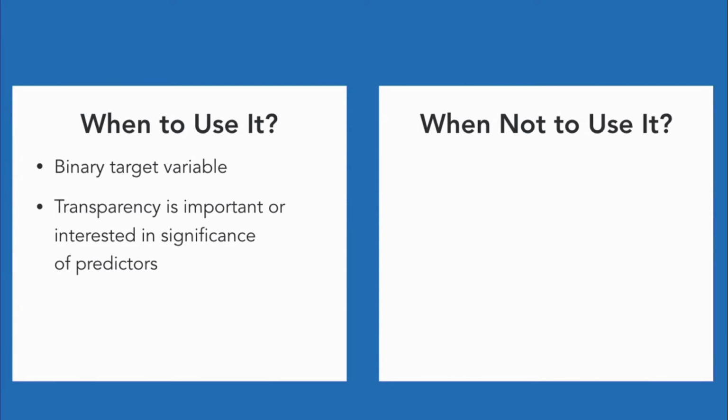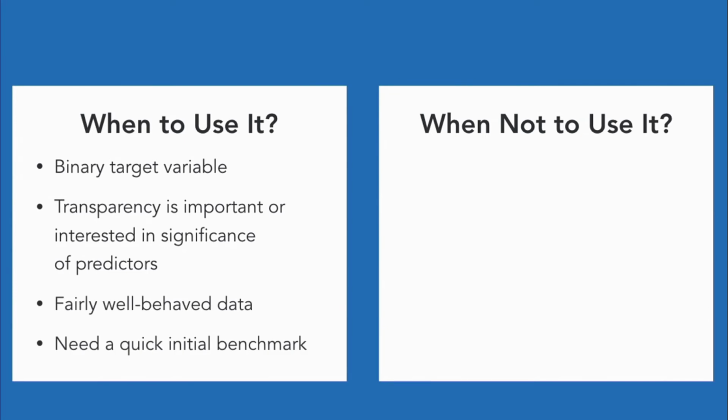Logistic regression doesn't do very well with messy data, such as data with too many outliers, data with too many missing values, or data with relationships that are too complex. What logistic regression is great for is an initial benchmark model on a binary classification problem with fairly well-behaved data. It's relatively flexible, and it's very fast to train. While it doesn't usually generate the greatest performance, it does set a very nice benchmark to start.